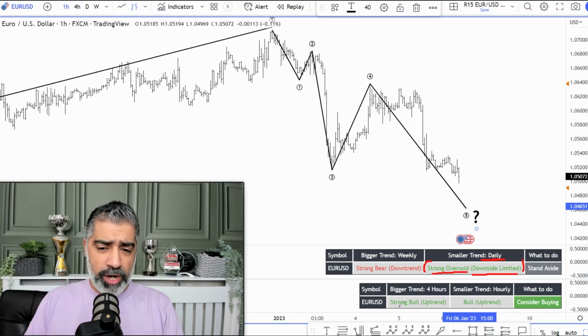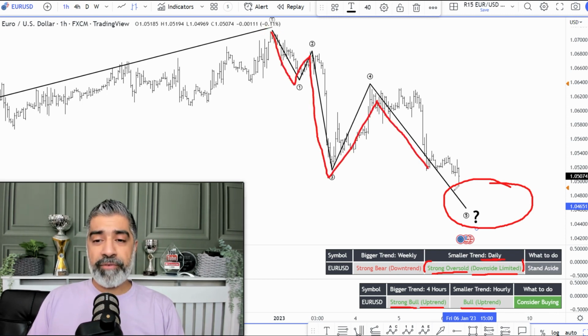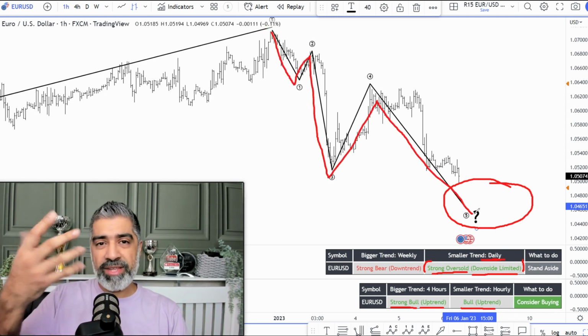The 4-hour chart is strong bull, which is an uptrend. And the hourly chart is a bull uptrend. So now we're probably coming towards the end of a trend. And that marries up with our 1, 2, 3, 4, 5. Remember, markets tend to move in 5s and 3s.